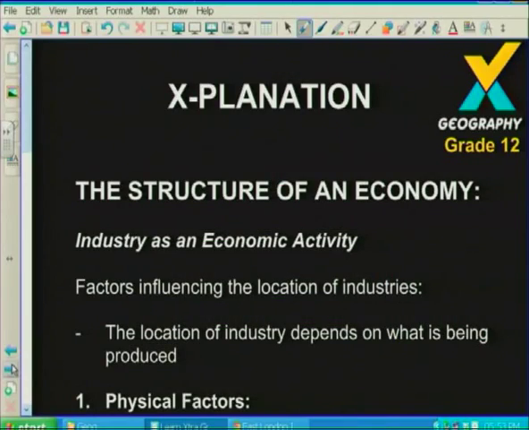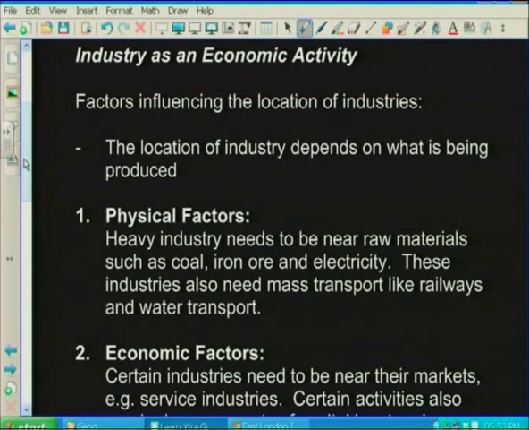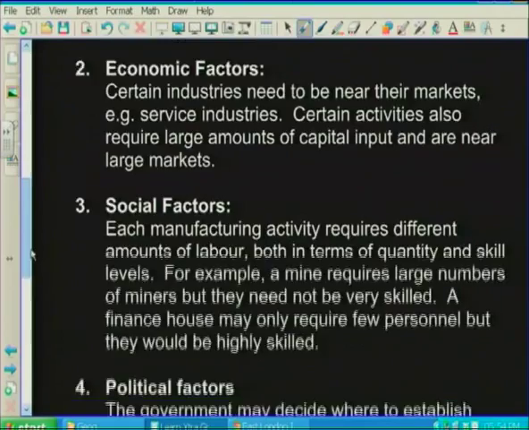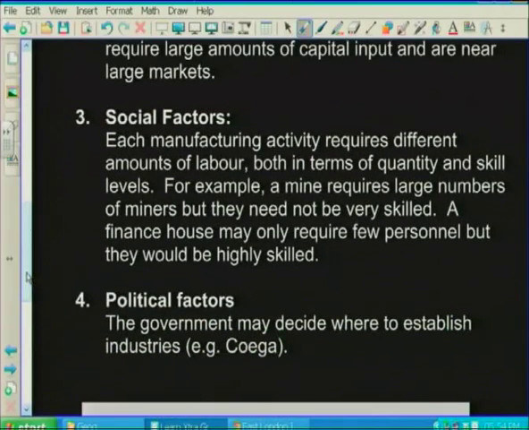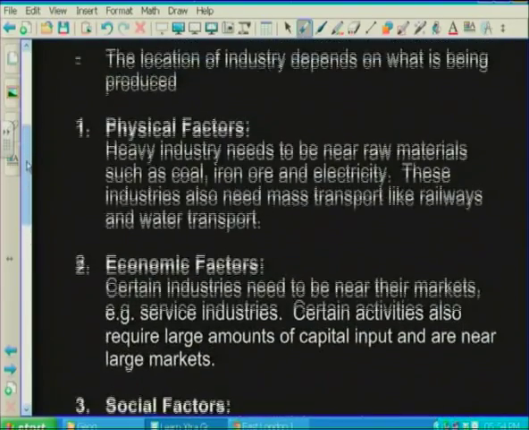All right, let's move on to look at more industry-based things. Industry as an economic activity, factors affecting the location of industries. Now remember, where your industry is located is influenced by a number of things. Physical factors, number one. Economic factors or reasons, number two. Social or other cultural reasons, number three. And then your political factors, your history of the government, your history of South Africa, apartheid, townships, homelands, all of that comes into this section over here, which you will learn about or read about in your textbooks.